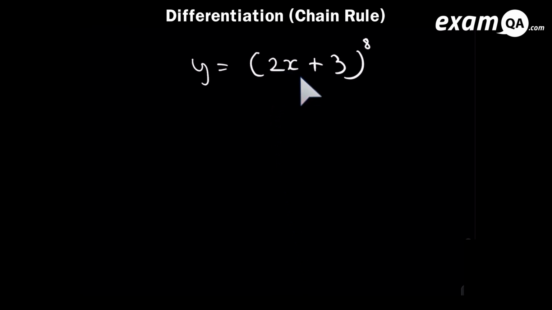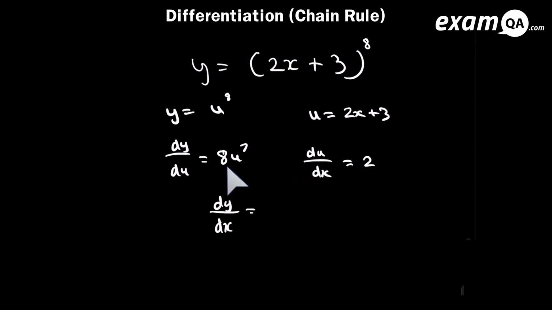Okay, this one's slightly different. Now, we're going to make 2x plus 3 become u. And it's going to make it a little bit easier to solve. And of course, we'll differentiate it now. And we can fill in the chain rule.